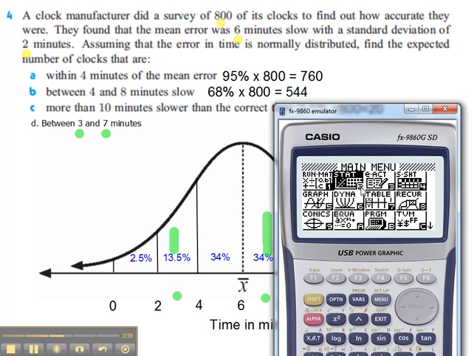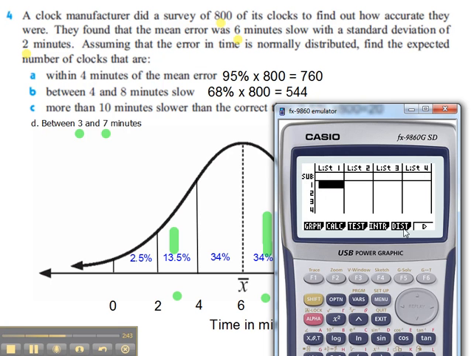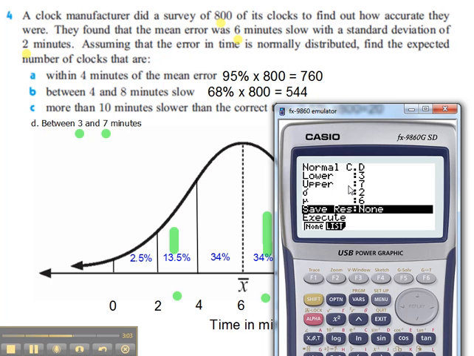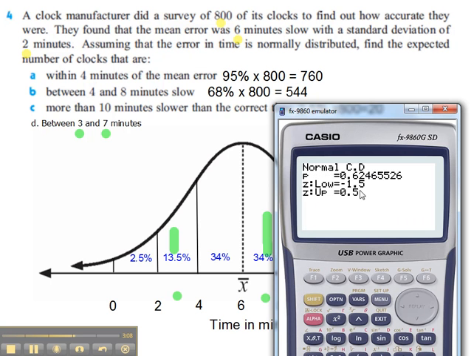So you grab the graphic calculator, go to stats. We're going to go to distributions, F5, go to normal, grab NCD. Now the lower is the smaller number, upper is the bigger number. So we're between 3 minutes and 7 minutes. The standard deviation we've been told is 2, and the mean we know is 6. Then we just go calculate, and it will give us 62.4%.